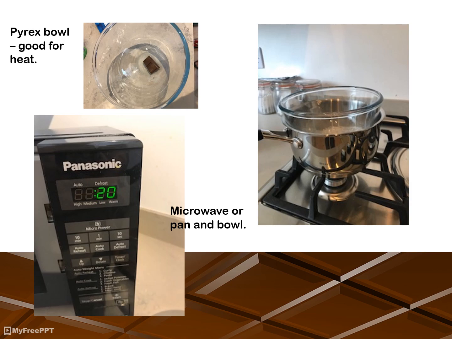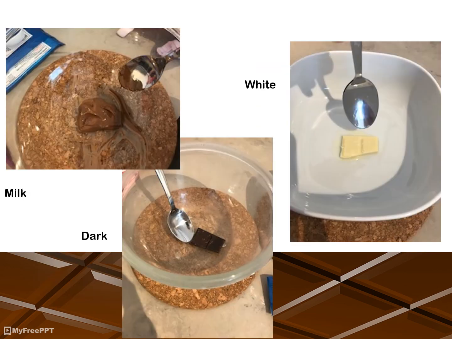I used a microwave for this. So this is what happened. I put each one in the microwave for 20 seconds, so it was all the same time at the same heat. I put it on a high heat in my microwave, and the milk completely melted within the 20 seconds. The white melted a little bit. I moved it around with the spoon, and the bottom was able to kind of slodge about a bit. Nothing happened to the dark chocolate at all.